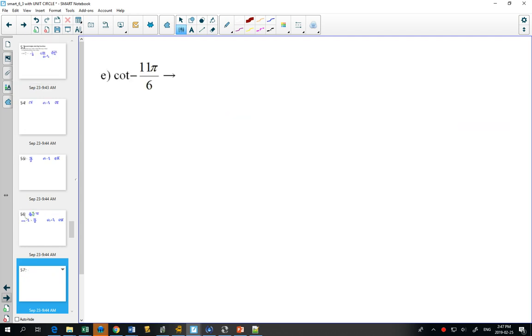Cotangent of negative 11 pi over 6. So this is another one of those reciprocal functions. So underneath, I'm going to first figure out tangent of negative 11 pi over 6. Easy to see the reference angle, the family. It's part of a pi over 6 family. Where is negative 11 pi over 6? What quadrant?